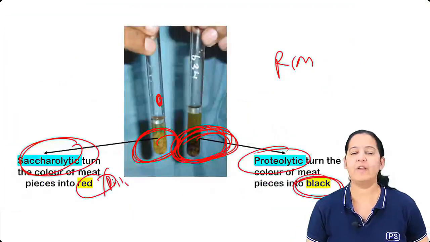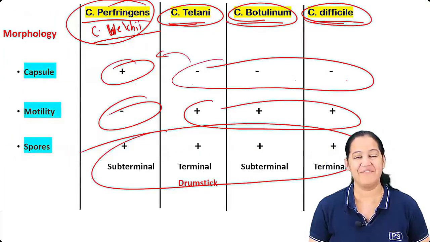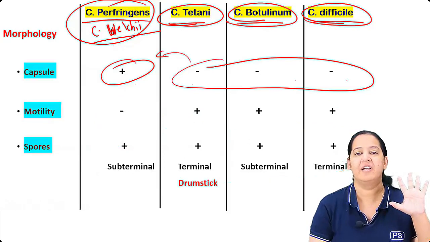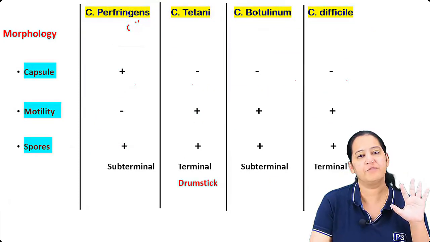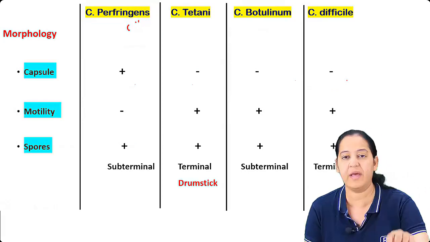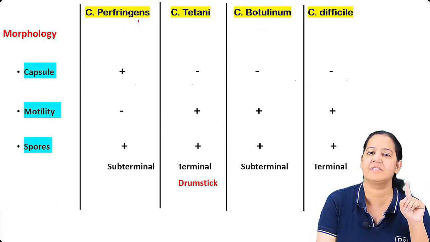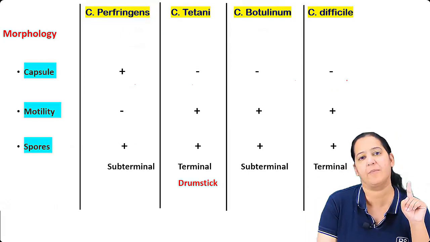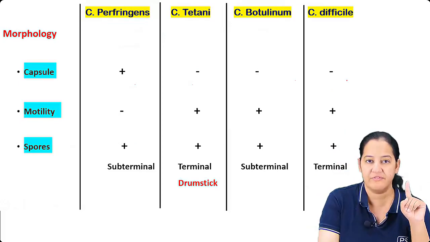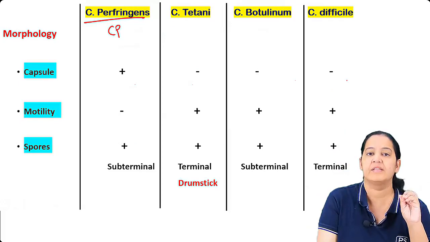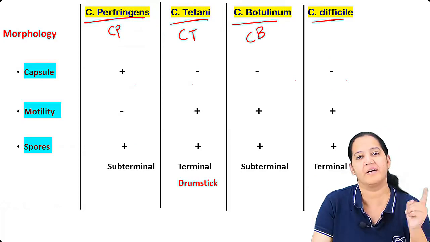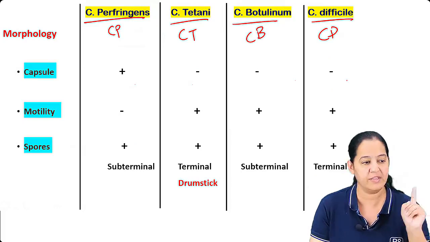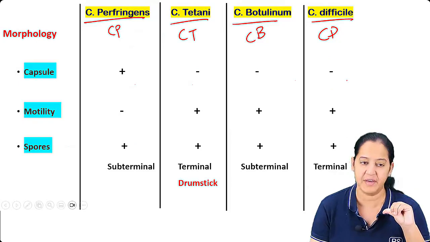So there are many Clostridia, but we have to study only 4 Clostridia, the 4 which are in our syllabus. We have studied the morphology of them. Please learn the 4 Clostridia in this sequence only, because in this sequence I am going to continue. The first is Clostridium perfringens. The second is Clostridium tetani. The third is Clostridium botulinum. And the last is Clostridium difficile. These are the 4 types of Clostridium in our syllabus.